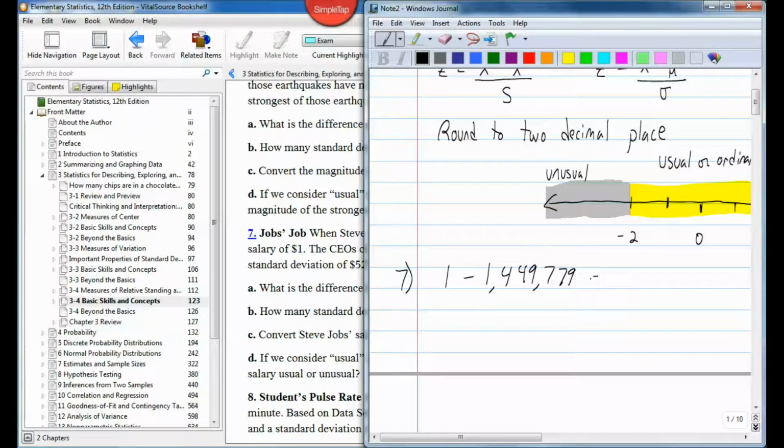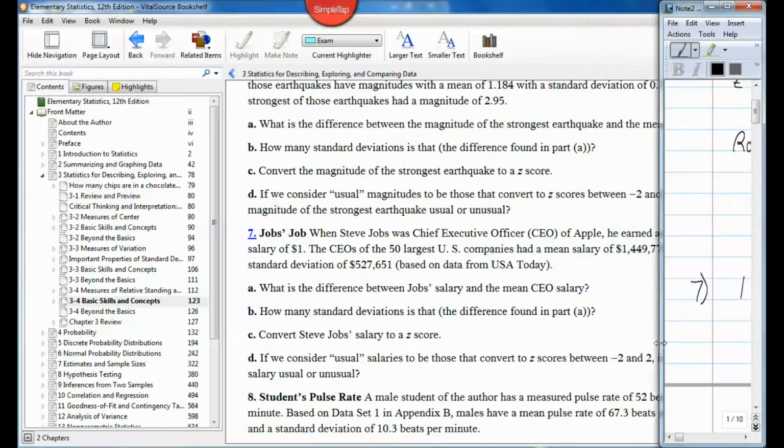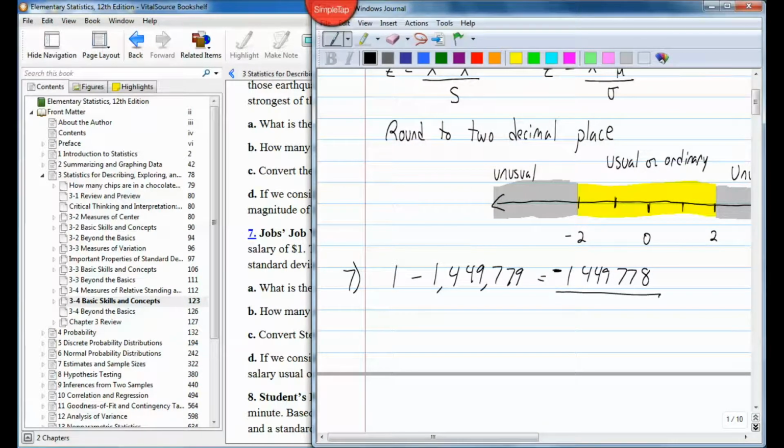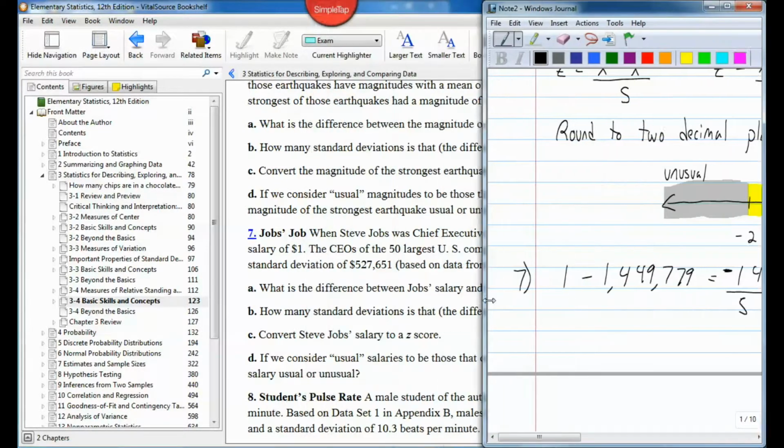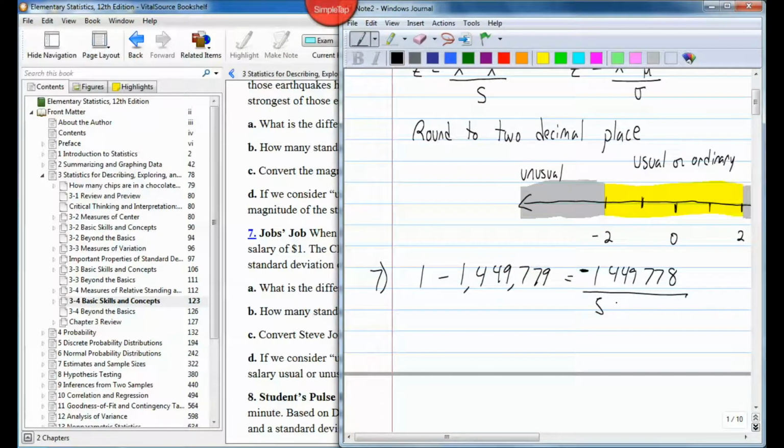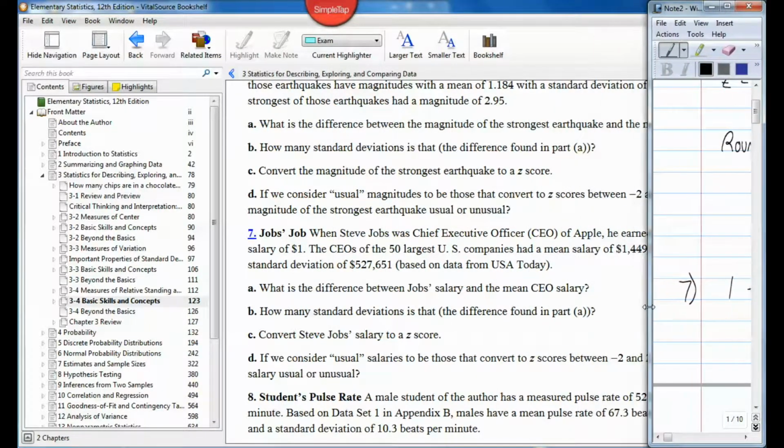Okay. So that's the difference: negative 1,449,778. Now, how many standard deviations is that? You divide by the standard deviation. What we're doing here, these steps are just stepping you through finding the z-score. So divide by 527,651. That's how you find how many standard deviations that would be.